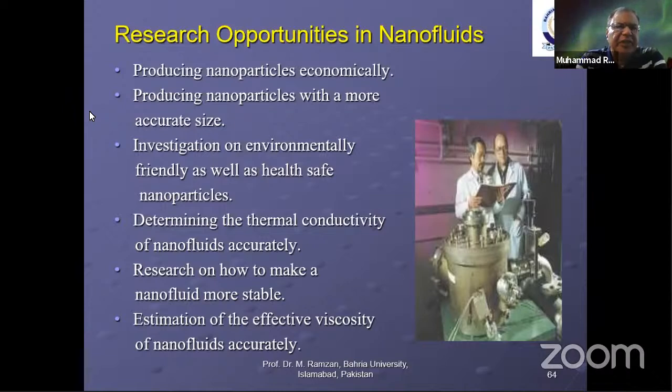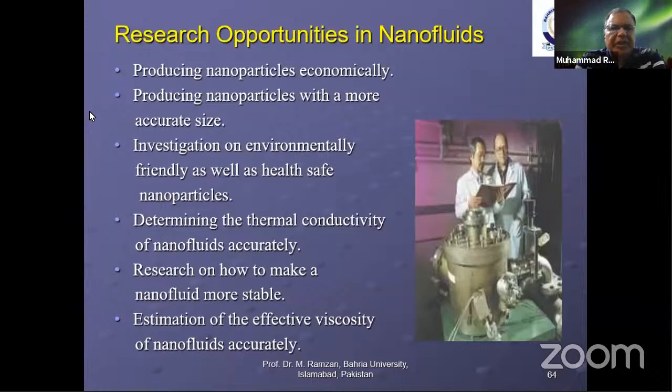investigation on environmentally friendly as well as safe nanoparticles. Obviously, these are being used in the labs. One has to take all the measures to be safe as far as the health of the individual is concerned.